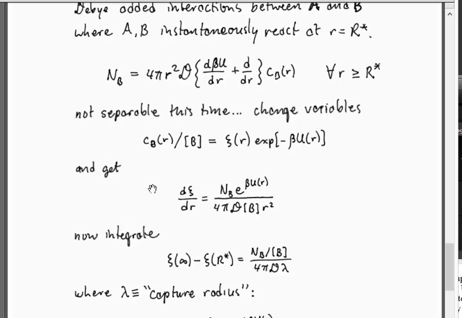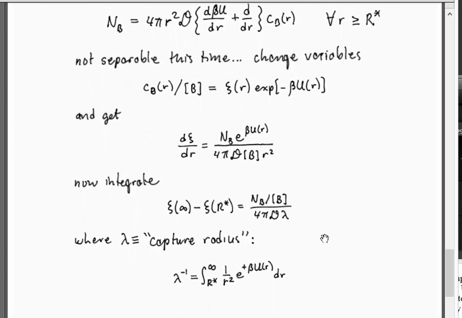And the result of this is that we get the deviation from equilibrium is given by this function over here on the right. Now we're going to integrate this, and that integration turns out again to be separable. Deviation at infinity minus the deviation right at the surface where they're instantly reacting is given by this ratio of constants. So I've got the flux divided by the bulk concentration divided by 4 pi times d times this lambda. Now lambda is a capture radius. So it's sitting right here where the r was, the radius in the theory of Smoluchowski.